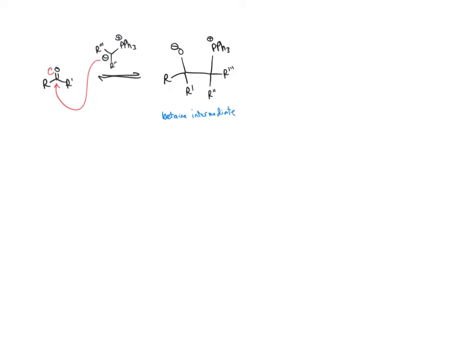And this betaine intermediate can go in the reverse direction. It can spit out the ylide and the ketone, right? So this is under thermodynamic control. But if you want to proceed forward, you can get attack of the oxygen atom onto the phosphorus. And so when that occurs, you get a cyclic species.